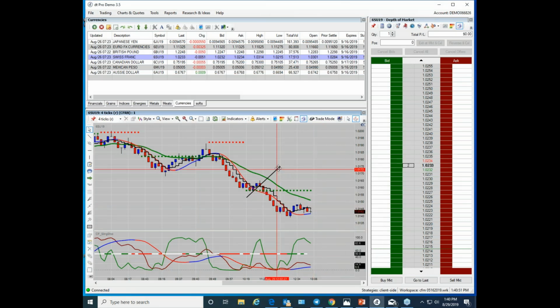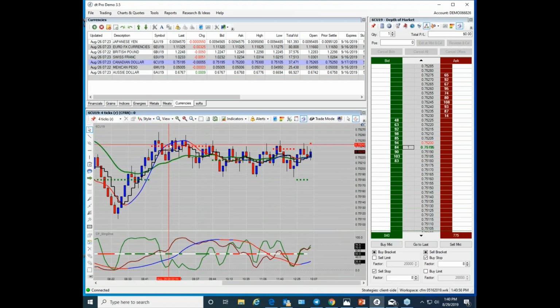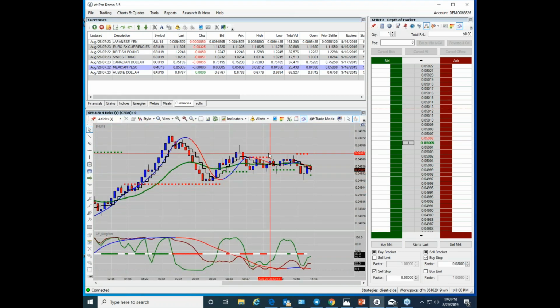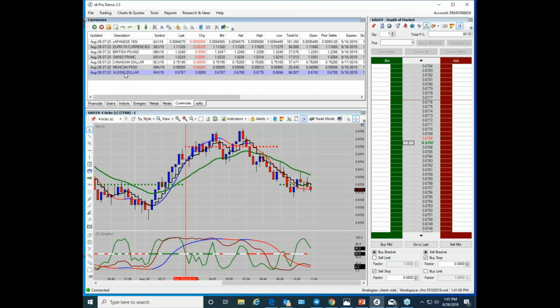All right, so that's Canadian. That's a hot mess sideways. Mexican peso. Notice the support and resistance dot sideways. I don't even have to hit the zoom out button to see that. And here's the Aussie dollar.